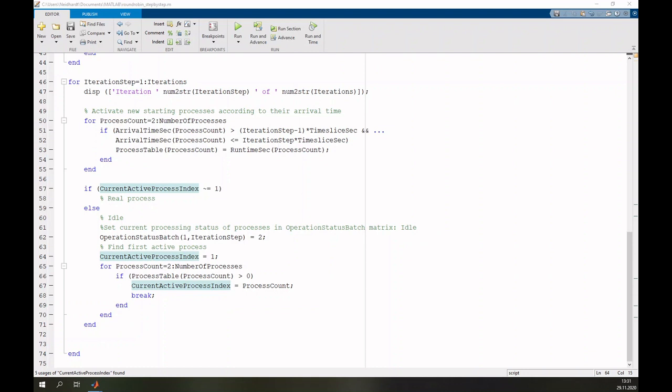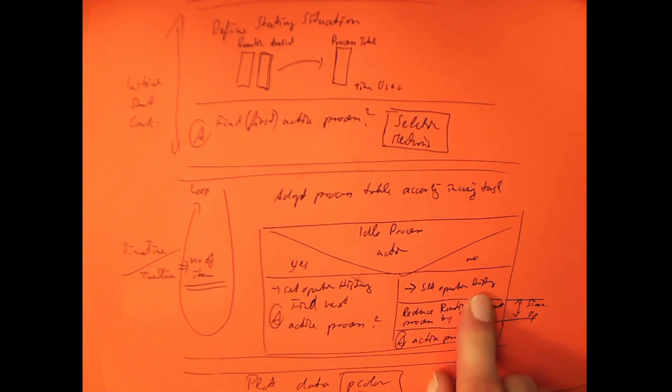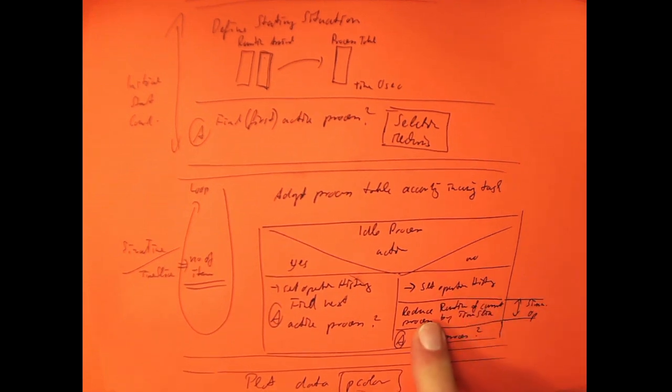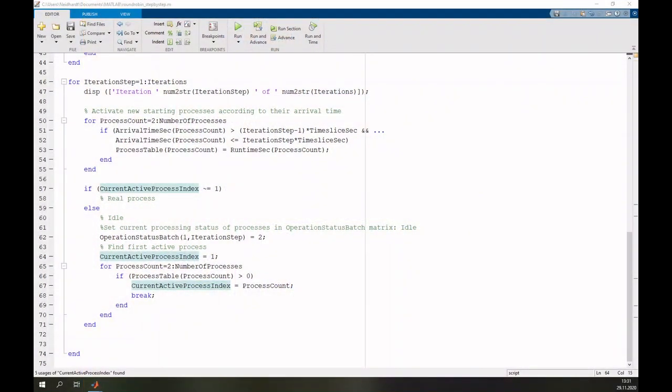So let's jump to the operation of other processes. So what should we do here? If we go back, we again set the history. So it's similar to what we have already done, just with other process IDs. Then we reduce the runtime of the process so that we simulate our operation of the process, and then we search the next active process. So it's quite simple.